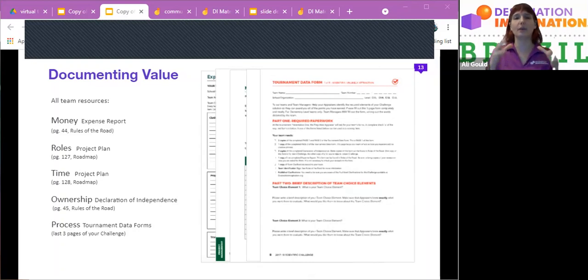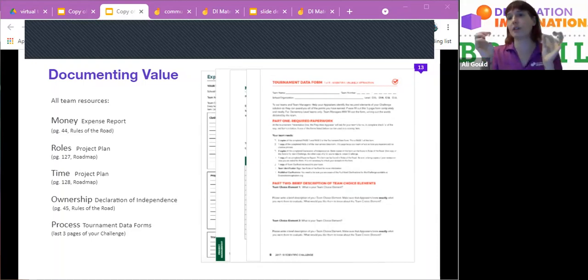But what I always tell teams when they're trying to fill this out is that it is to your advantage to give as much information about your process as possible, because these are the forms that the appraisers will receive at the tournament. And it's the only thing they have to go on to focus on what you think is important about your challenge, about what you think is important on that stage.